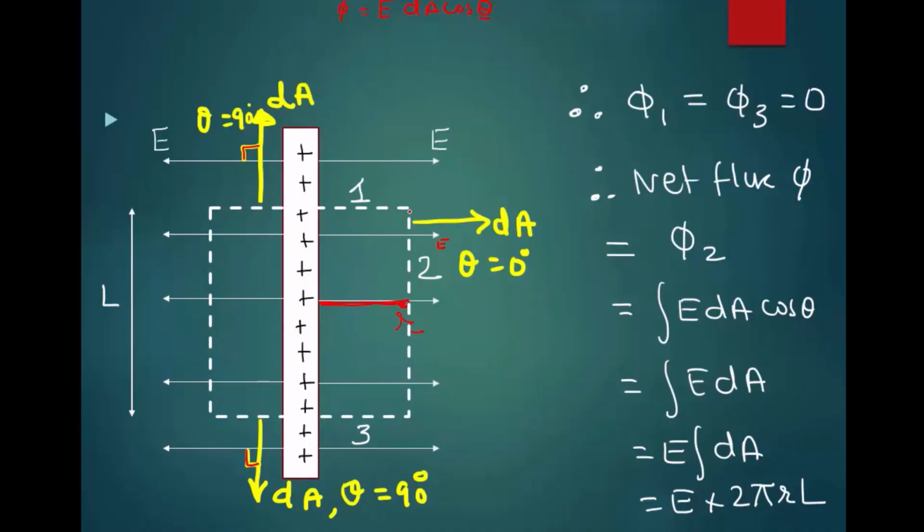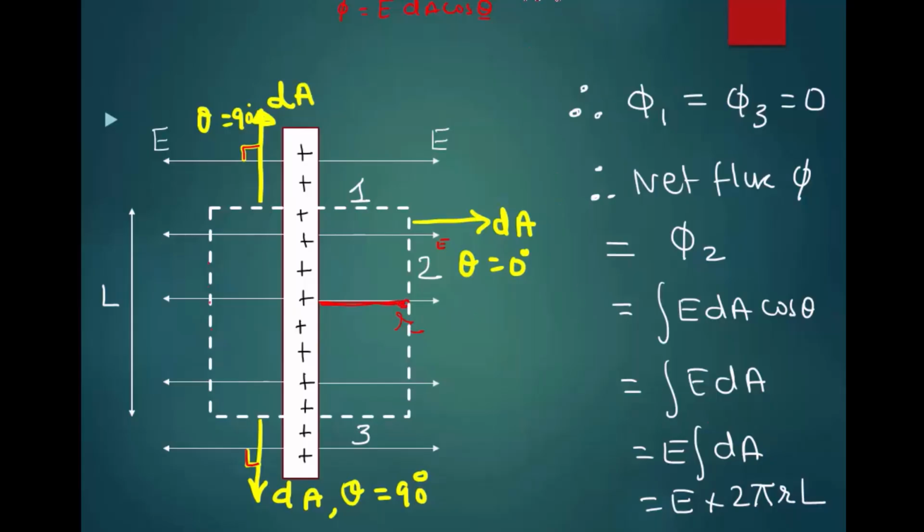Now, for this entire surface, E is constant, because the charge is symmetrically placed and all the points on the surface are equidistant from this wire. Therefore, E is constant. So I can take E out of this integration of E dA. Integration of dA means the entire surface area of surface 2, and that would be equal to 2 pi r into L. You know that the surface area of a cylinder is 2 pi RL.